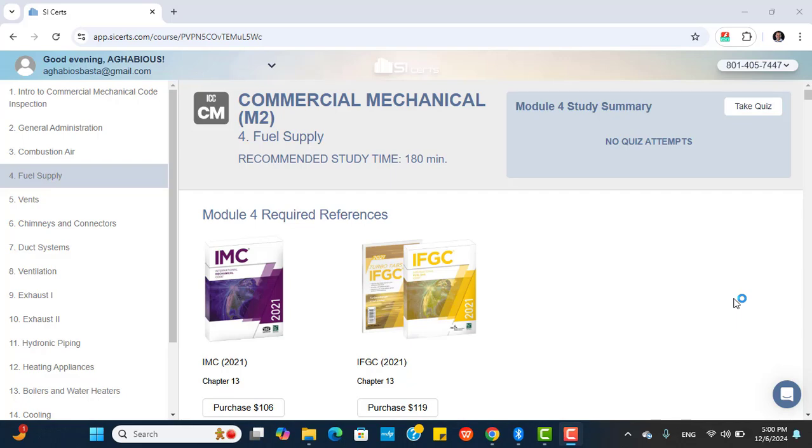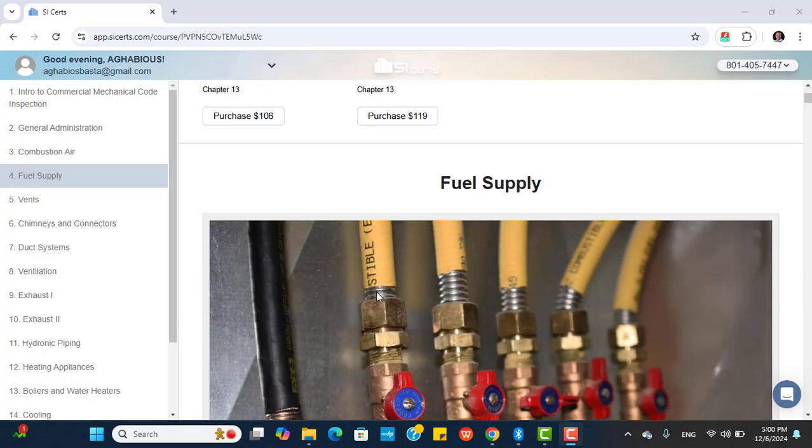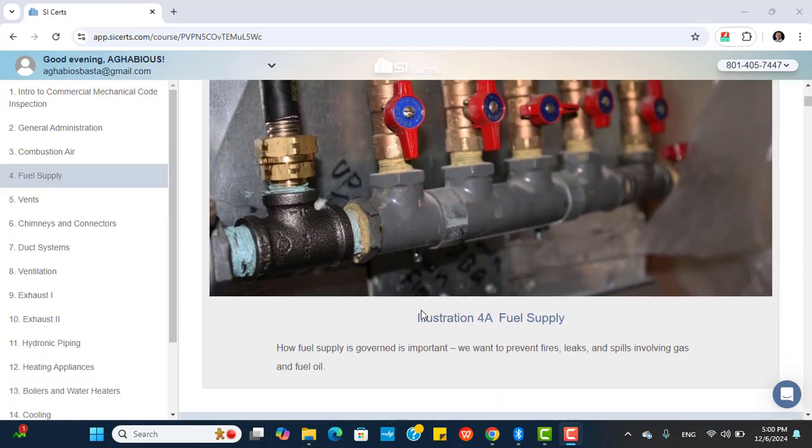We will continue the course for Commercial Mechanical Inspector M2, and this is part 4 about fuel supply. Recommended study time: 180 minutes. Module 4 required reference: the International Mechanical Code 2021, Chapter 13, and the International Fuel Gas Code 2021, Chapter 13. Fuel supply.